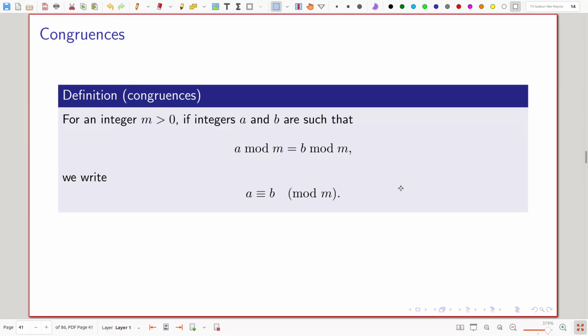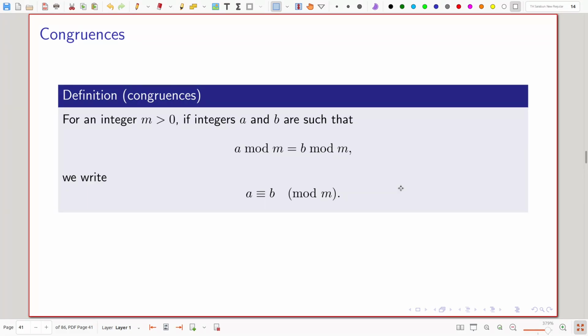So someone, I think his name was Scout, invented this notation called congruence. We write A congruent to B mod M, which means A mod M equals B mod M.